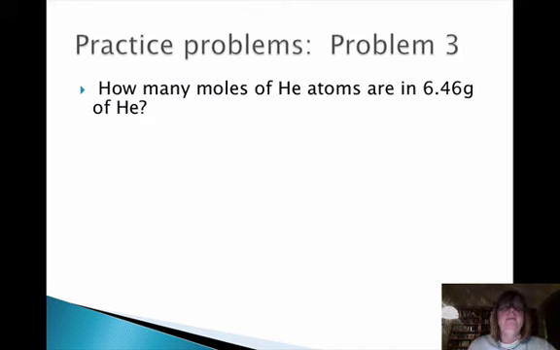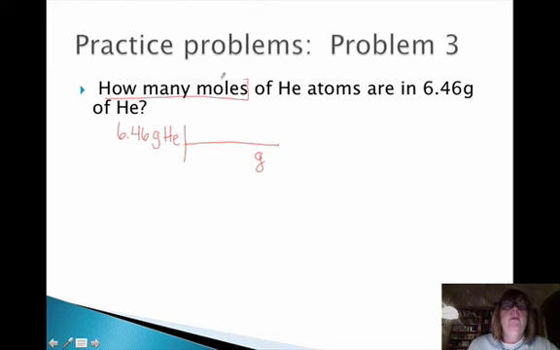All right, so again, let's go ahead and practice this. How many moles of helium atoms do we have in 6.46 grams of helium? Always start with what's given: 6.46 grams of helium. We don't want grams of helium, so whatever that unit is, put it down here. What's the question asking for? How many moles? So we're going to put moles up here.